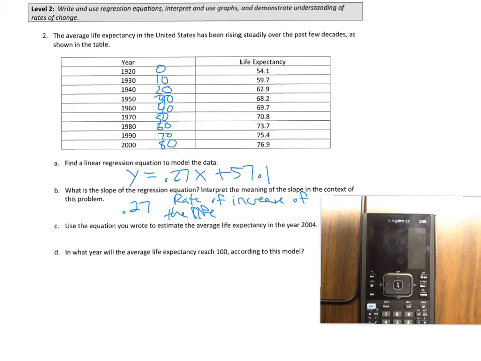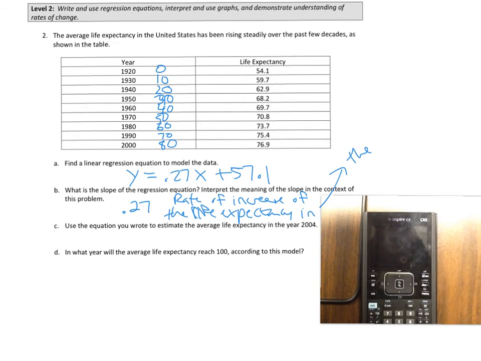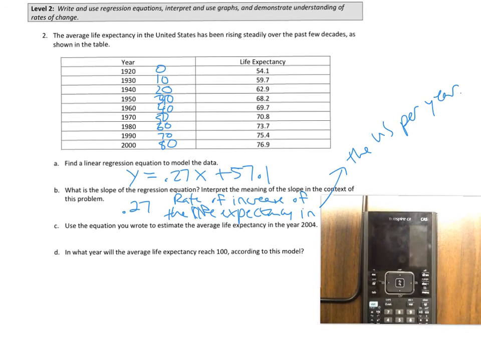Life expectancy in the U.S. per year. So how much does the life expectancy increase each year? Every year it increases by 0.27 according to this model.